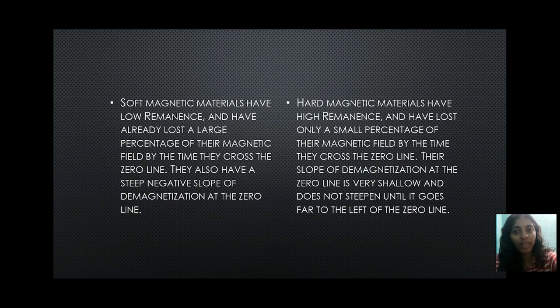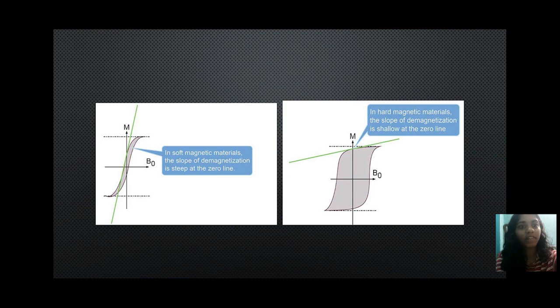Soft magnetic materials have a lower remanence and lose a large percentage of their magnetic field by the time they cross the zero line. They also have a steep negative slope of demagnetization at the zero line, whereas hard magnetic materials have high remanence and have lost only a small percentage of their magnetic field by the time they cross the zero line. Their slope of demagnetization at the zero line is very shallow and does not steepen until it goes too far to the left of the zero line.